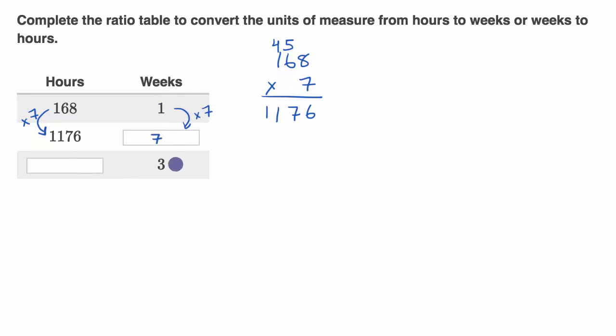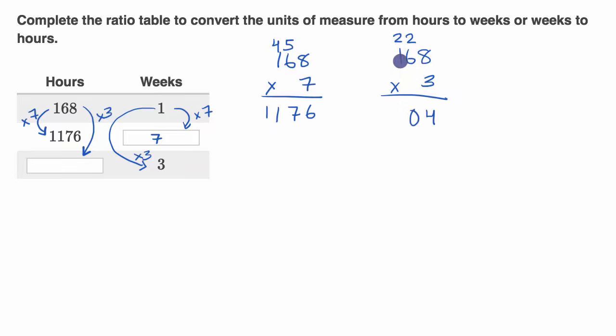Now, what about a situation where we have 3 weeks? How many hours is that going to be? Well, we are multiplying our weeks by 3. So we would want to multiply our hours times 3. So 168 times 3. 8 times 3 is 24. 6 times 3 is 18, plus 2 is 20. And then 1 times 3 is 3, plus 2 is 5. So that would be 504 hours. Let's do another example.